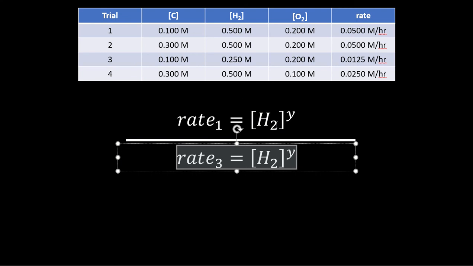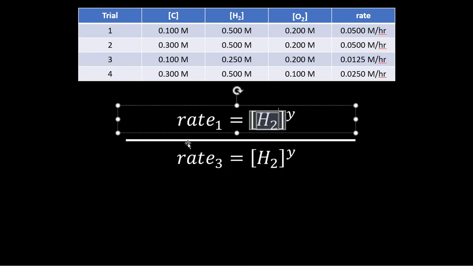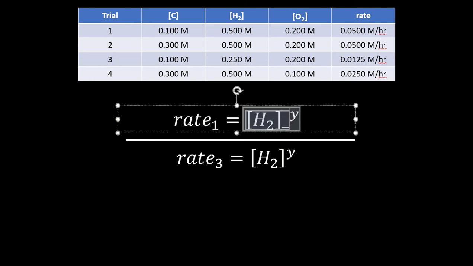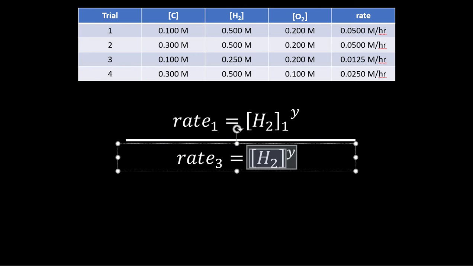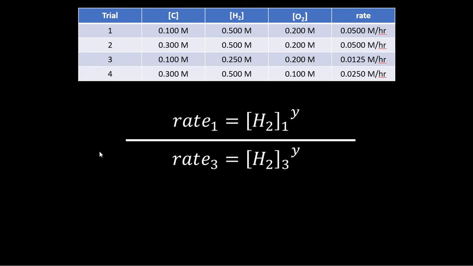until we essentially have the concentration of hydrogen in, say, trial 1, which we will divide by the concentration of hydrogen in trial 3. And that will just end up looking like this.